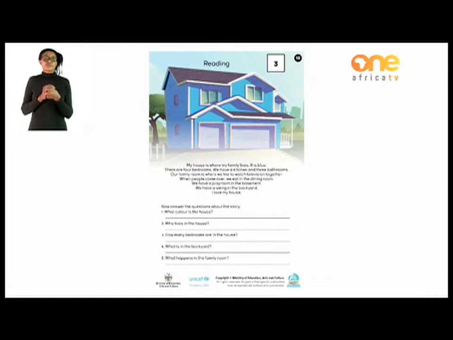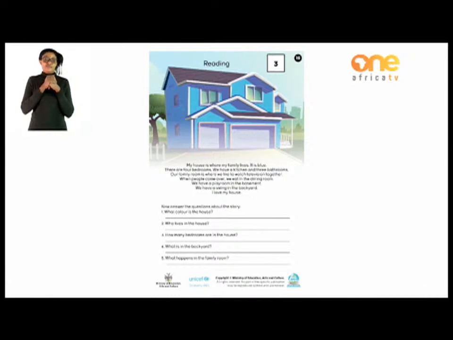So let's read there. My house is where my family lives. It is blue. There are four bedrooms, a kitchen and three bathrooms. Our family room is where we like to watch television together. When people come over, we eat in the dining room. We have a playroom in the basement. We have a swing in the backyard. I love my house.